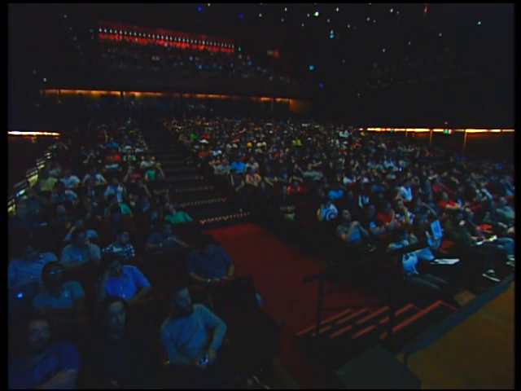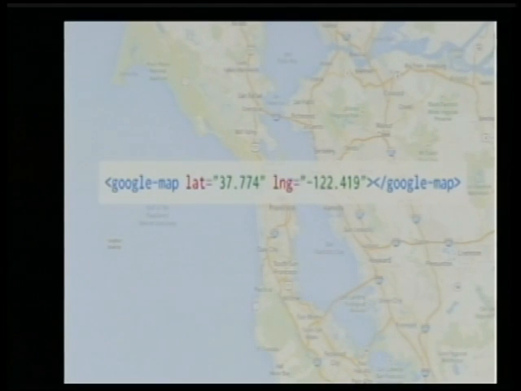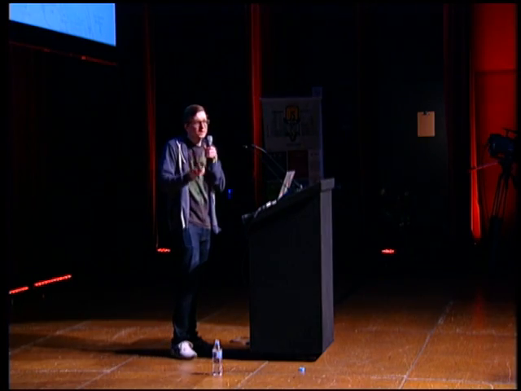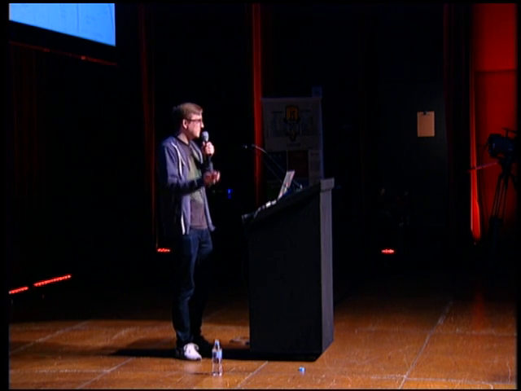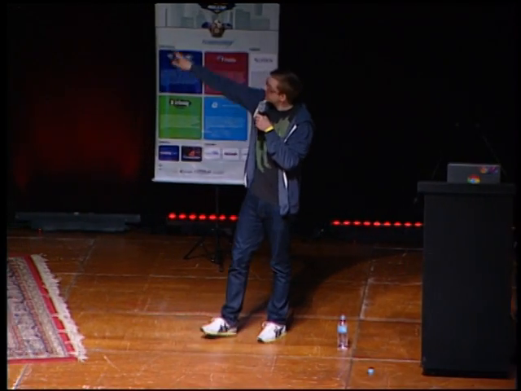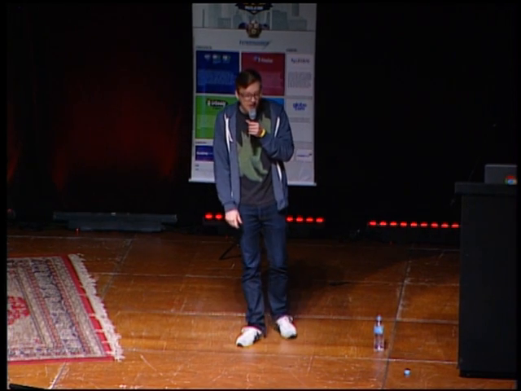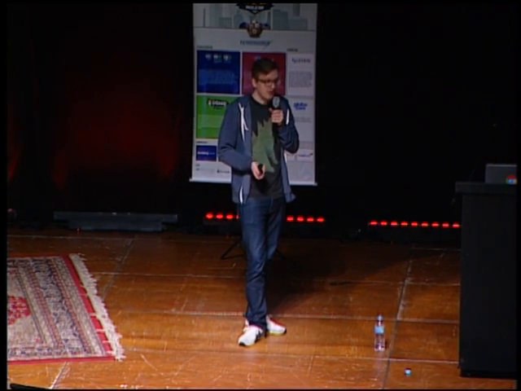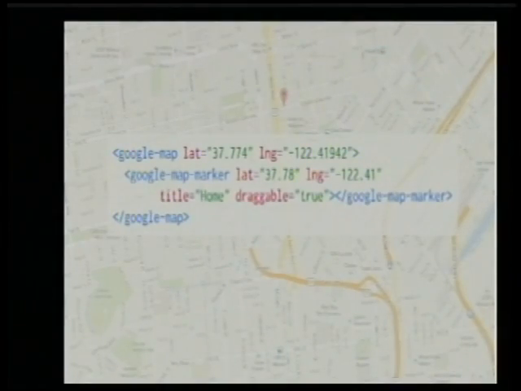So if I want to center this map on a latitude and longitude, I just give it a few attributes, right? If I want to zoom the map, it's an attribute. Simple. And if I want to add a map marker to my map, like that guy up there, I can just take a Google Map marker element and nest it inside of my map and give it a latitude and longitude.